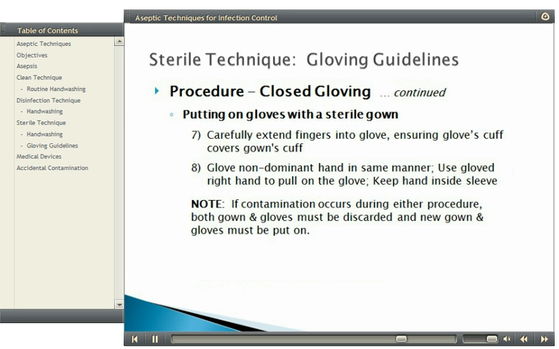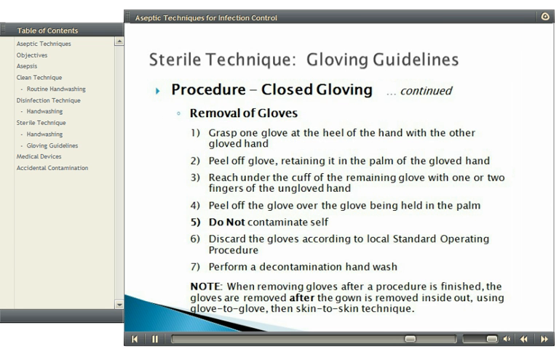Sterile technique, gloving guidelines. Procedure, closed gloving continued. Putting on gloves with a sterile gown. 7. Carefully extend fingers into glove, ensuring glove's cuff covers gown's cuff. 8. Glove non-dominant hand in same manner. Use gloved right hand to pull on the glove. Keep hand inside sleeve. Note, if contamination occurs during either procedure, both gown and gloves must be discarded and new gown and gloves must be put on.